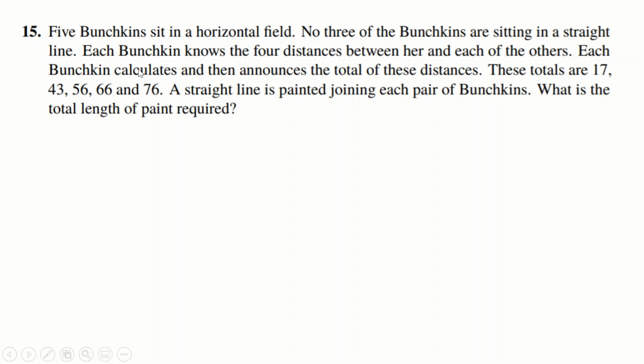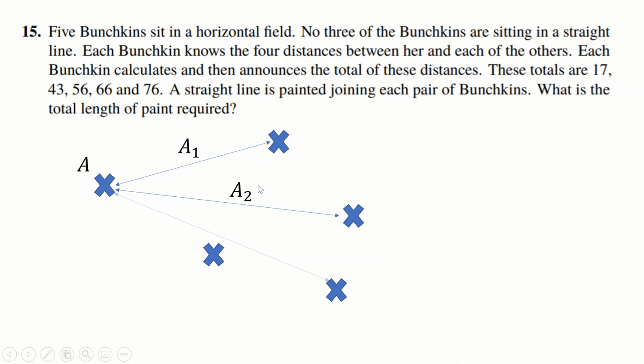Question 15. So 5 points are in a field, and no 3 of them are in a straight line, so they look a bit like this maybe. Each one of them knows the distance between them and all the others, and they call them out. So if this one is A, all of these distances to all of the other ones added up make 17.